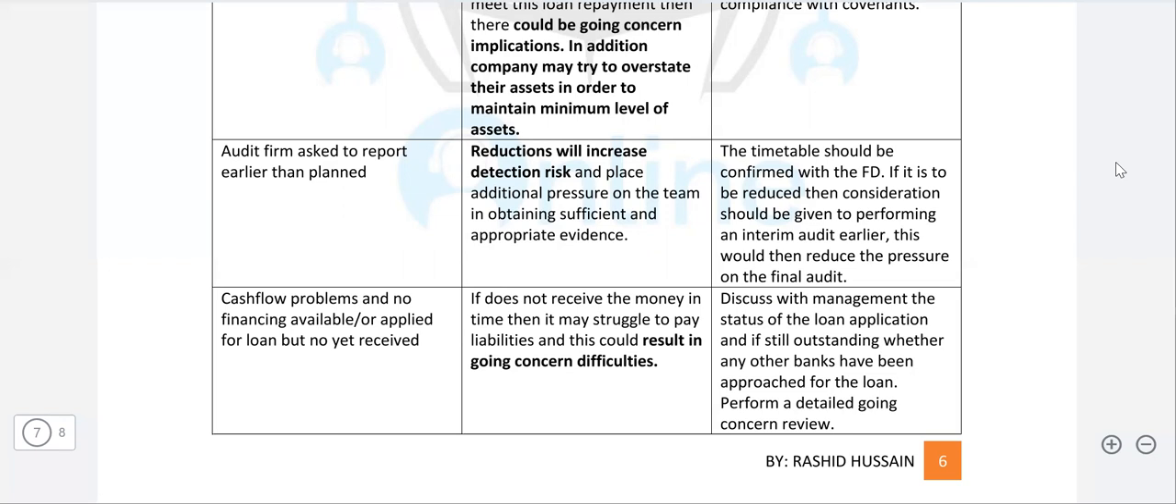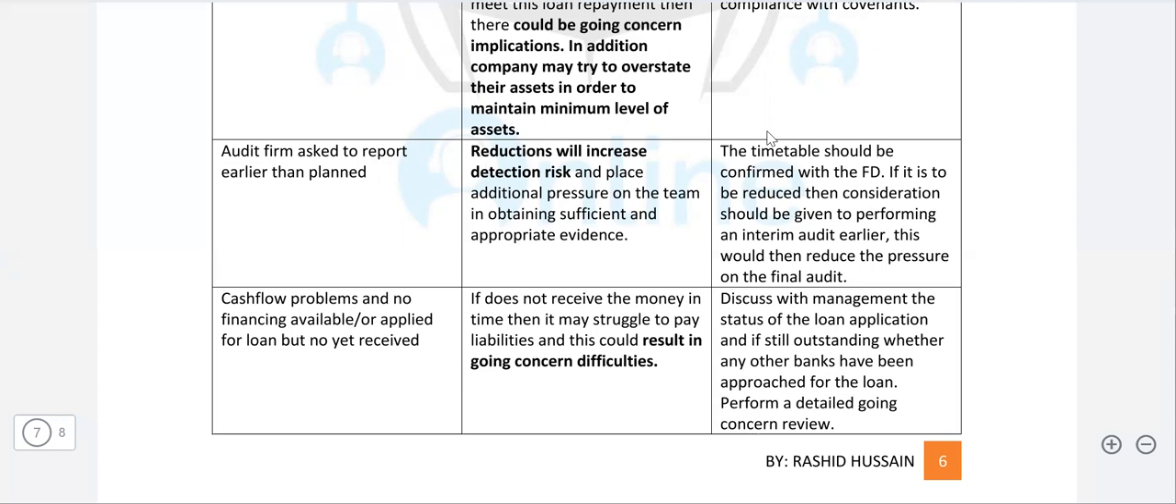If they have not received the loans, or they are having cash flow problems, or their current and quick ratios are being affected, they are having liquidity issues. This results in going concern difficulties. Now, how is going concern an audit risk? Because we have studied in the F7 exam that if the entity is not a going concern, then the financial statements should be prepared on the breakup basis. Breakup basis means there will be no accruals, no prepayments, only realizable amounts.